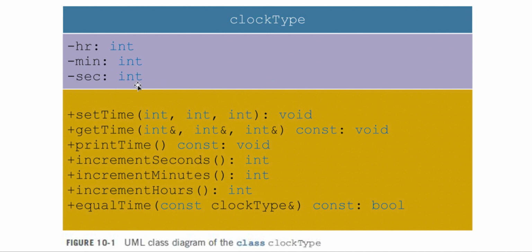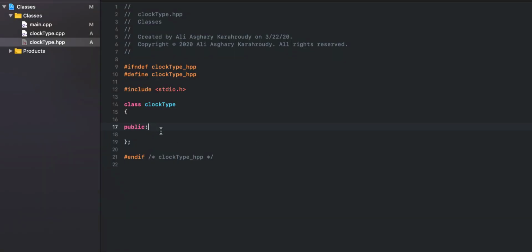We have three private members, which are hour, minutes, and seconds. And then we have about 7 different public functions, which are set time, get time, print time, increment seconds, increment minutes, increment hours, and last but not the least, equal time. So what I'm going to do right now is in the public section, I'm going to create all the prototypes related to the UML that we just reviewed together.